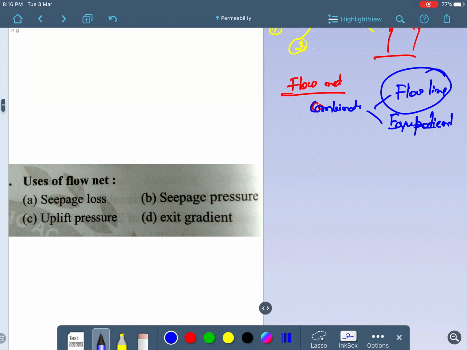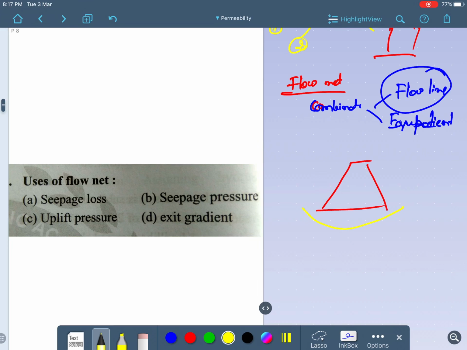Okay, so what are the uses? That means if you're taking a dam section here and drawing flow lines and equipotential lines, what are the uses? Why are you drawing them? What is the use of drawing these flow lines and equipotential lines? There are 4 main uses for drawing the flow net.